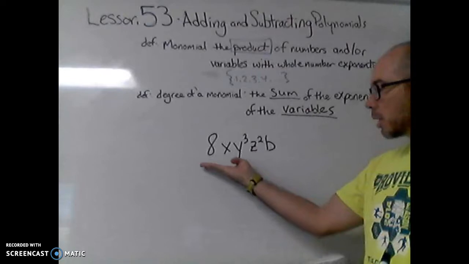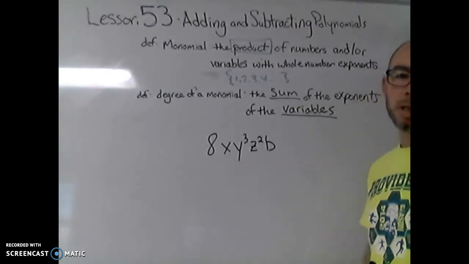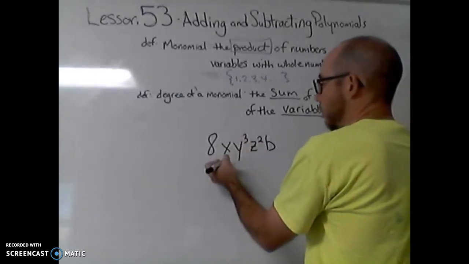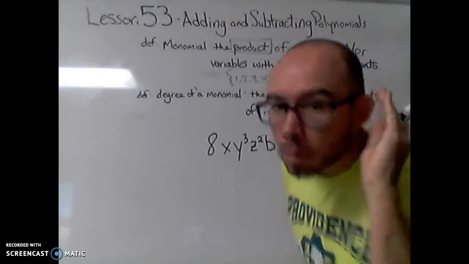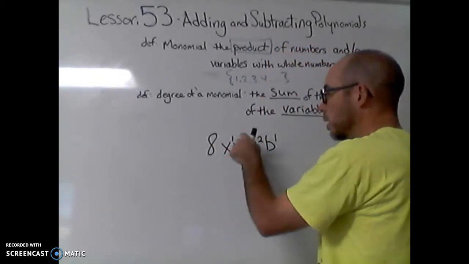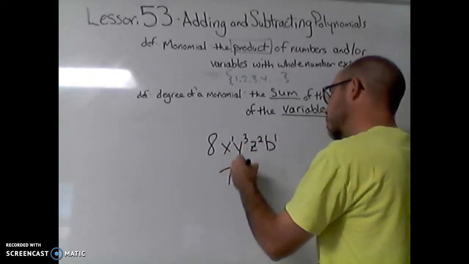One more example here. 8x y cubed z squared b. What is the degree of this polynomial, this monomial? That's 1. That's 1. 1, 2, 3, 4, 5, 6, 7. 7th degree.